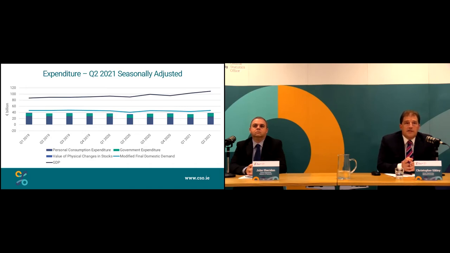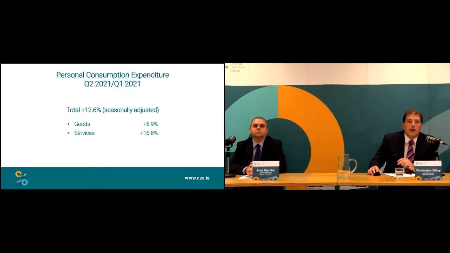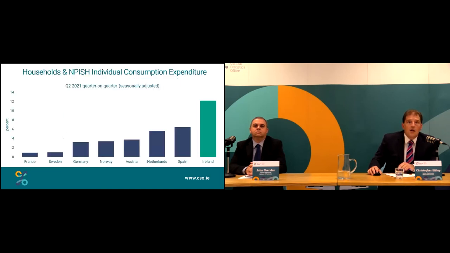And modified domestic demand in the quarter is up 8.4% Q2 over Q1. And as you can see from the large increase in consumption, that's the main driver of our deglobalized or modified measure in Q2. Within expenditure, the consumption element is up 12.6%, and this is largely related to increases in services in the quarter. Compared to a couple of our European peers, some that are available at this stage, Ireland's growth at 12.6% is on the far right. And we've also got strong growth in Spain, Netherlands, and Austria in household consumption in the quarter.